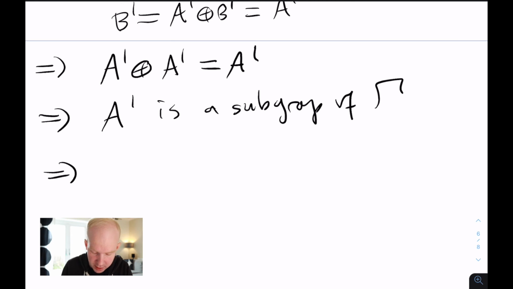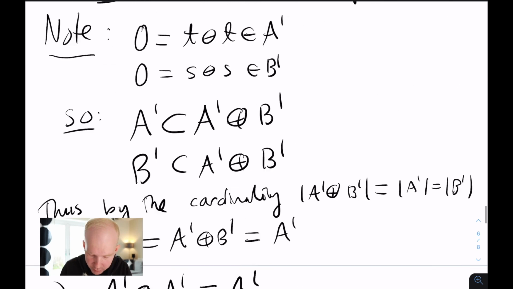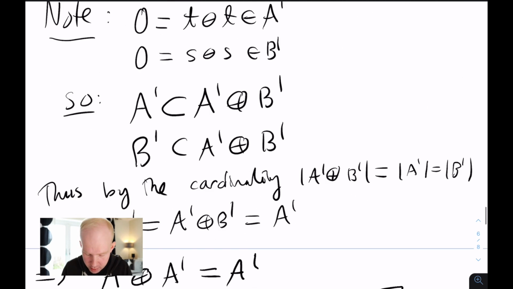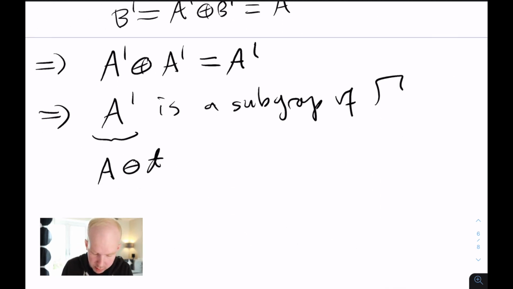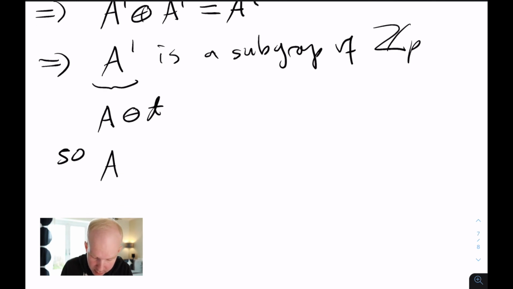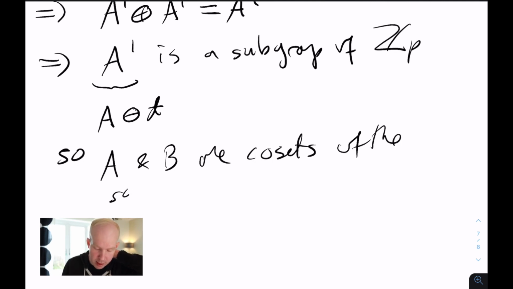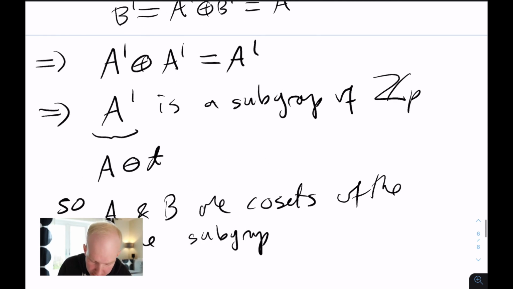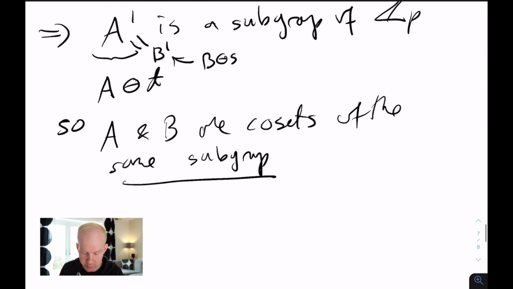But we know that this A prime, if you remember from the beginning, was a translate of A, so this is A minus t, so this would be a subgroup of Z_p. So A and B are cosets of the same subgroup, because this is A minus t and this is B prime, they both are subgroups, and this is B minus s. So they are both cosets of the same subgroup, and that's the claim we wanted to prove.